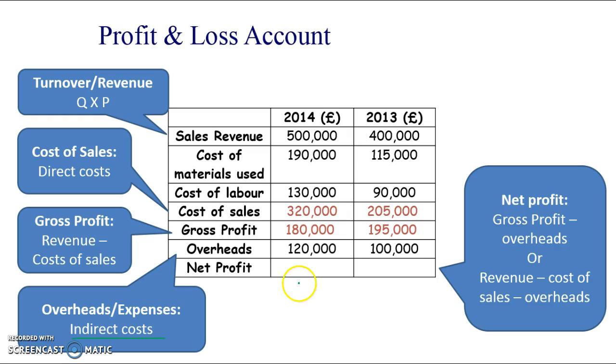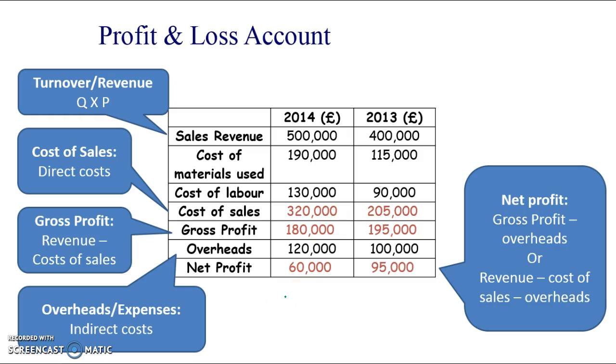Now there's two ways you can work out this. If you worked out gross profit, all you need to do is minus your overheads or expenses. Or if you haven't worked out gross profit, you need to start with the revenue minus the cost of sales and then minus the overheads as well. So we're going to get these numbers.